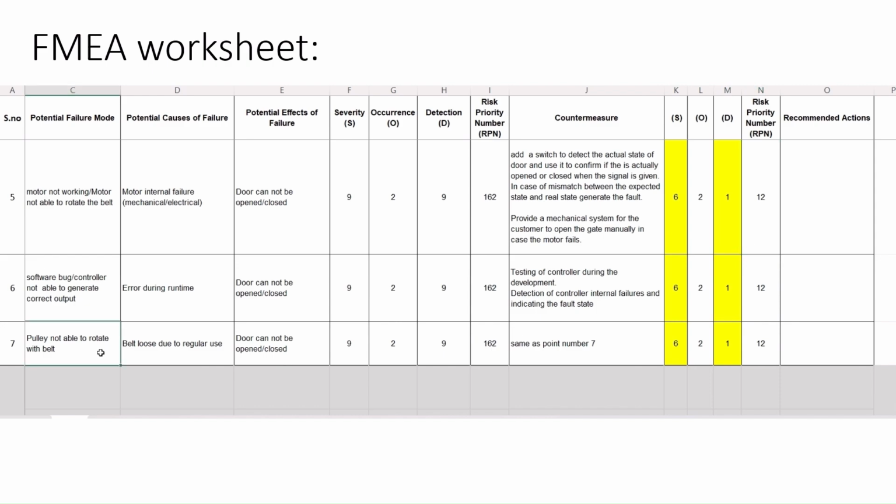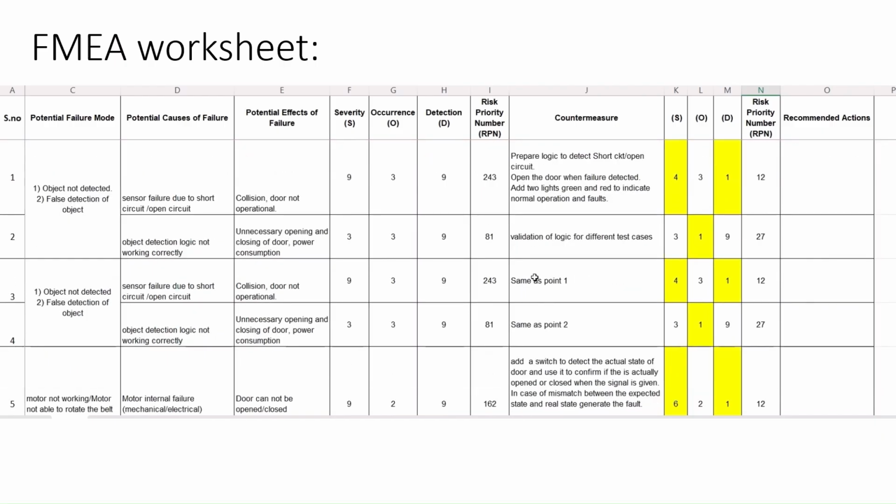And for the last one, for fully not able to rotate, we have this point same as point number 5, and this will become 6, 2, and 1, and the RPN is 12. So this is how we have implemented the countermeasures to bring down the severity of the failures. And we can say that after these implementations, our system is relatively safe and reliable than the previous one.